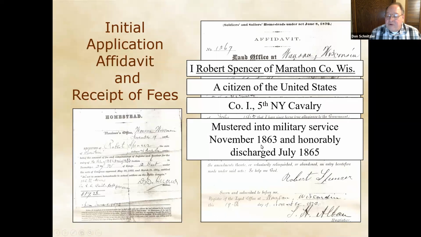Now this is important for him because when he applied for this homestead, he was actually applying for it with the military service, and so he was going to be able to claim just about 2 years less time for that requirement to be on the property for 5 years. And again, the last thing is that this is a good place to find Robert's signature.